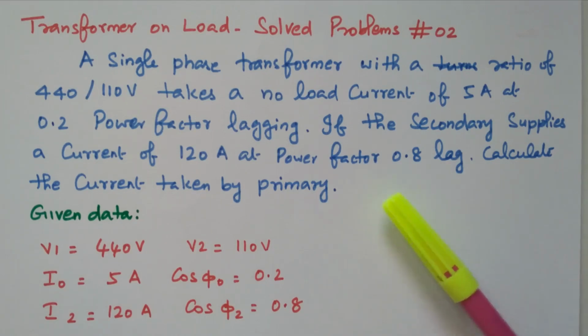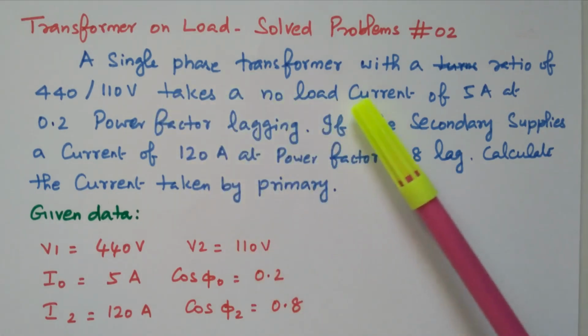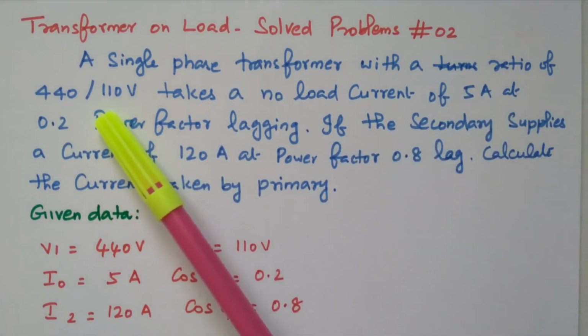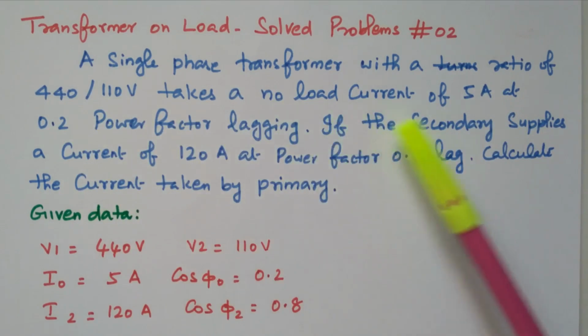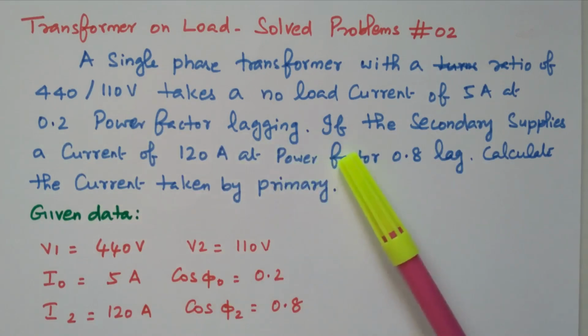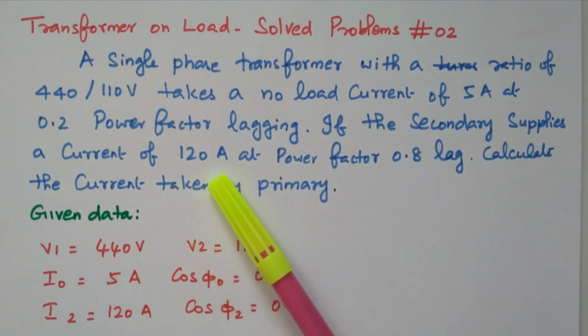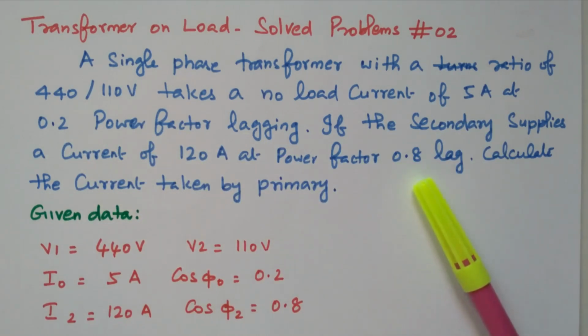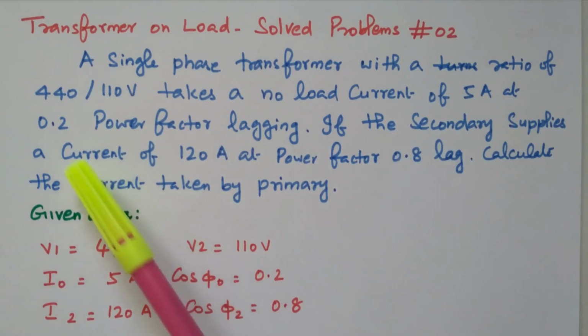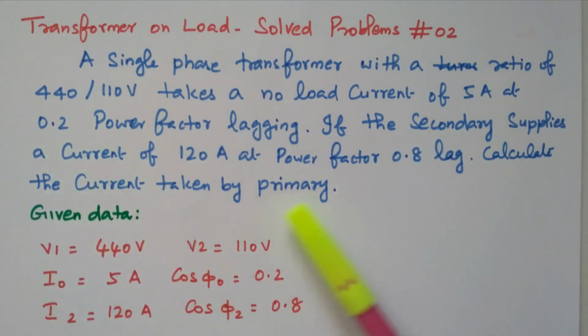Now we'll go to the problem. A single phase transformer with a turns ratio of 440 by 110 volt takes a no load current of 5 ampere at 0.2 power factor lagging. If the secondary supplies a current of 120 ampere at a power factor of 0.8 lagging, calculate the current taken by the primary winding. So the voltage is given, the no load current and no load power factor are given, and the loaded current and its power factor are also given. We need to find the current taken by the primary.